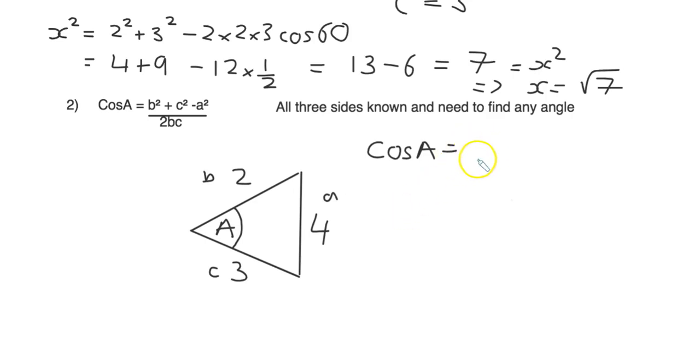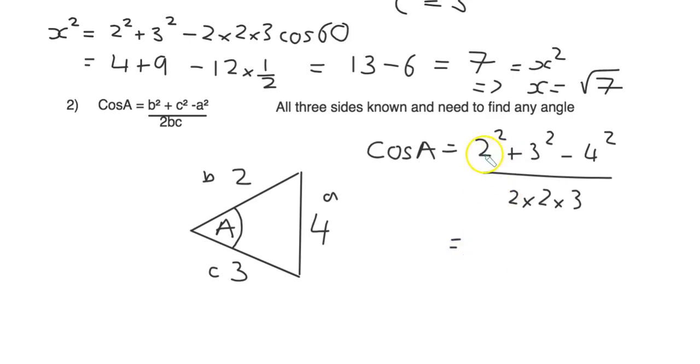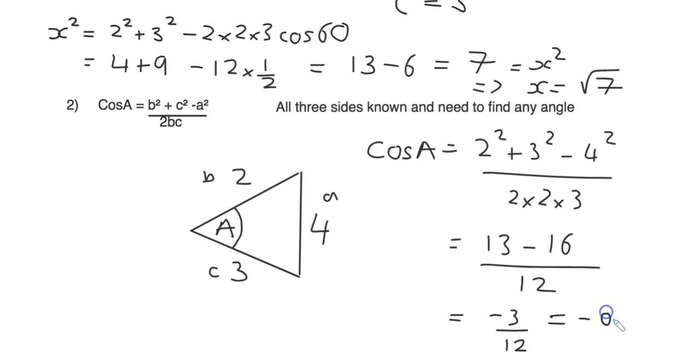So cos A is going to be B squared, so let's say that's 2 squared plus 3 squared minus 4 squared, over 2 times 3. Let's simplify that a bit. That is going to be 13 minus 16 over 12. So that will be minus 3 over 12, which is going to equal minus 0.25. So this is cos A.